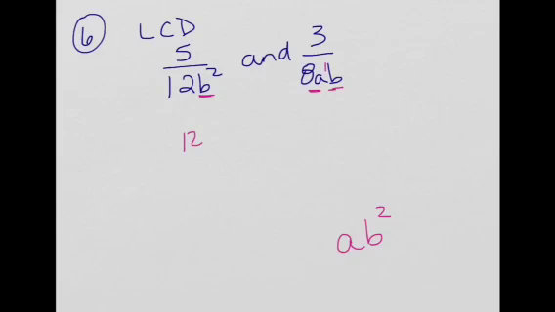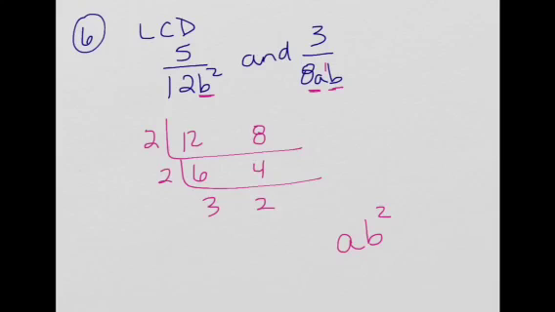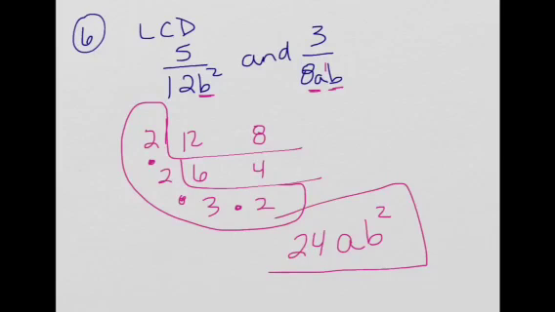Now I'm going to take the 12 and the 8. I'm going to do my upside down cake. I'm going to go ahead and pull out a 2, and that's going to give me 6 and 4. And then I'm going to pull out another 2, and that's going to give me 3 and 2. The only number that goes into 3 and 2 is 1, so I'm done. So I'm going to go ahead and find my LCD by multiplying all of these numbers together, which is going to give me 24. So my whole answer is going to be 24ab squared.